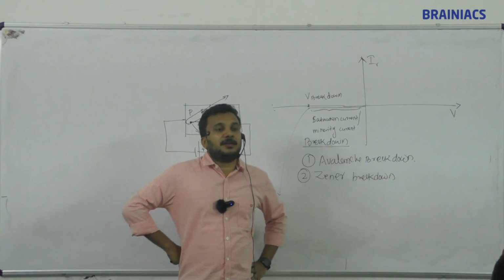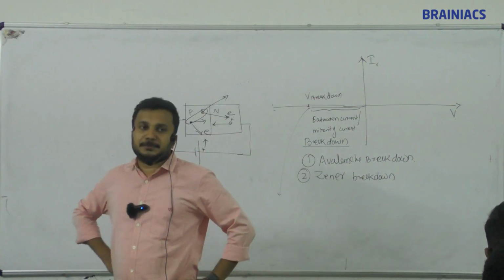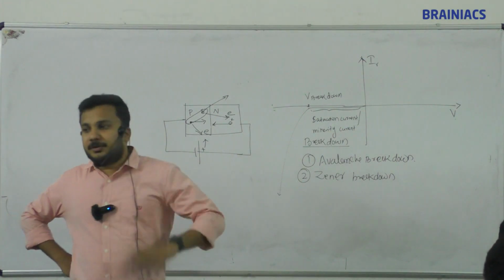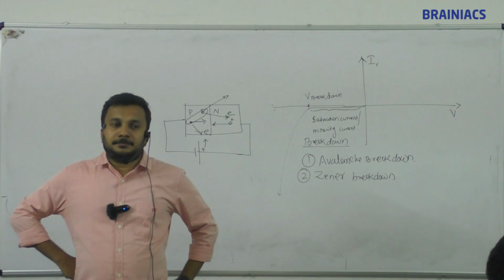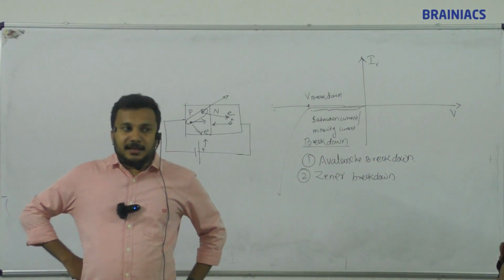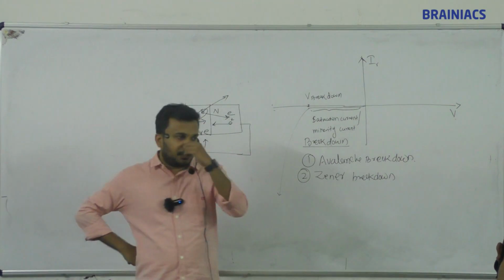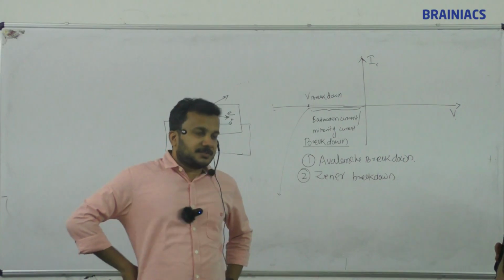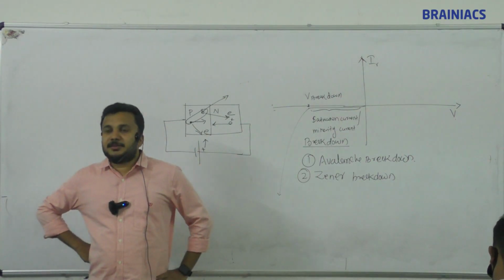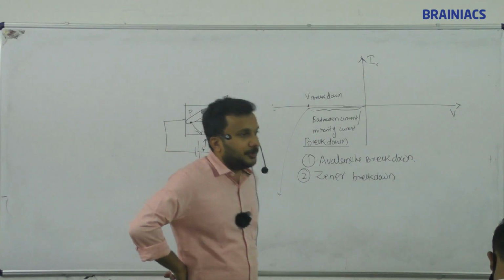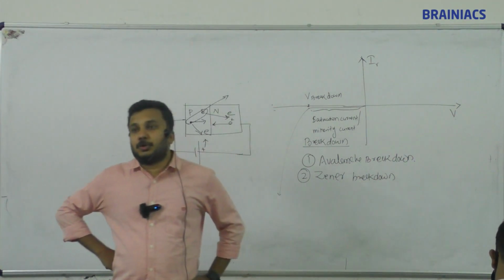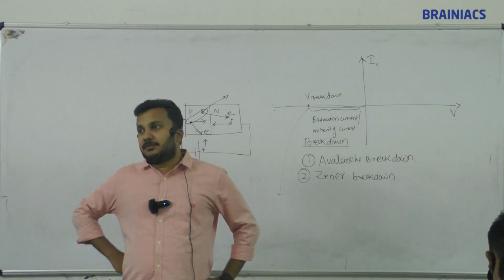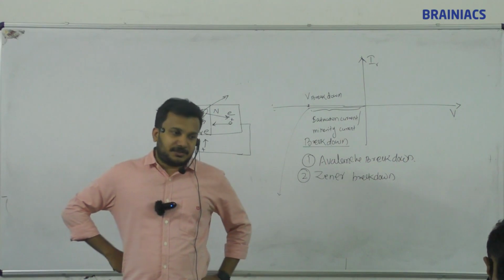Now there are totally 2 minority electrons. This will undergo collision again with another 2 silicon atoms and produce totally 4 free electrons.